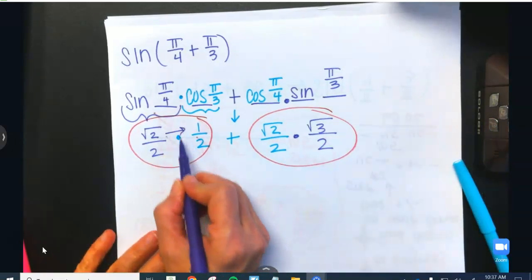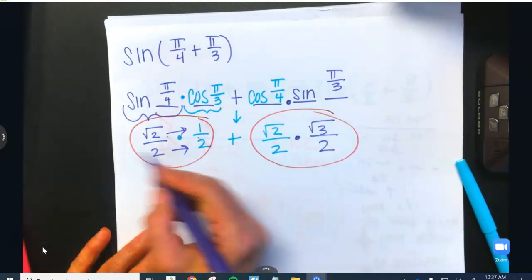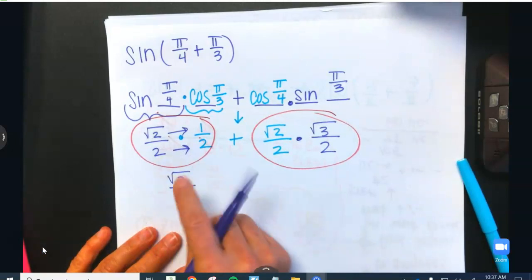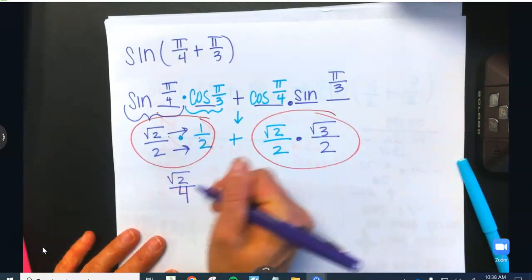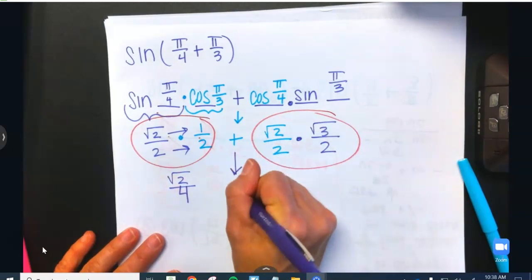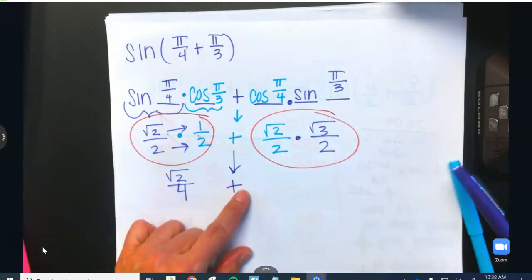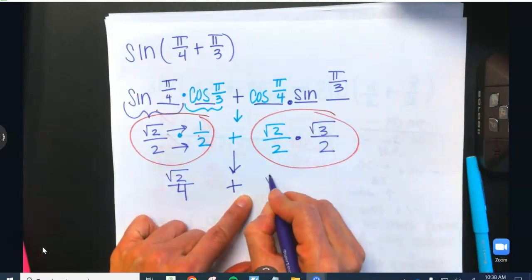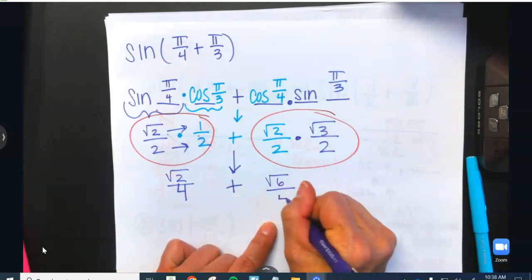Y'all, remember you multiply straight across on this. What's root 2 times 1? What's your denominator? Don't pack up. 4. We're going to recopy this plus sign. You better tell me what root 2 times root 3 is. Root 6. Y'all have been multiplying radicals all this time. When you rationalize the denominator, you're multiplying radicals. This is root 6 over 4.